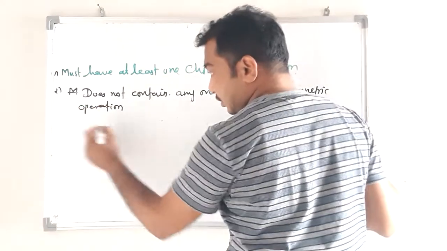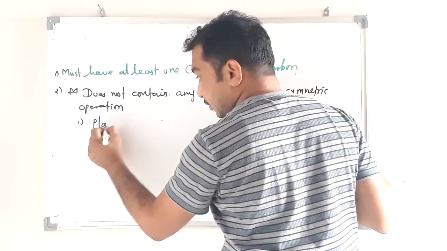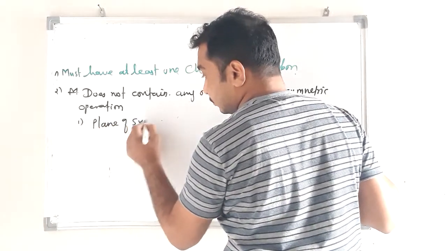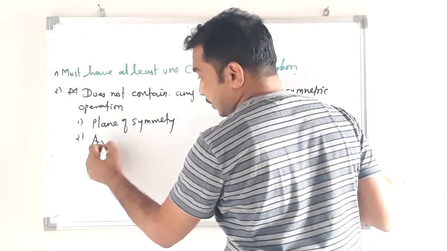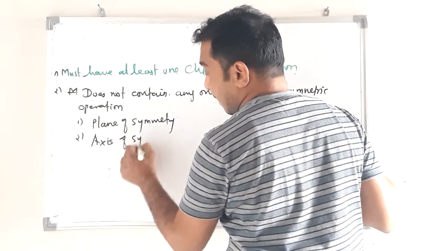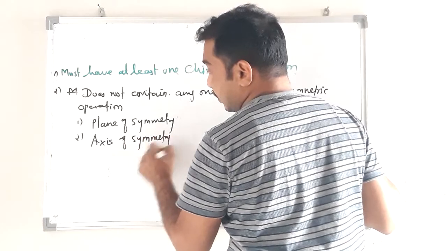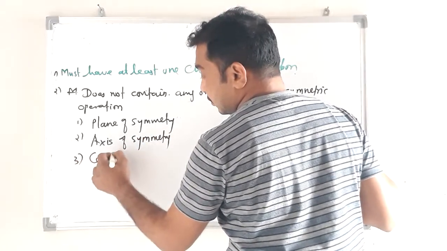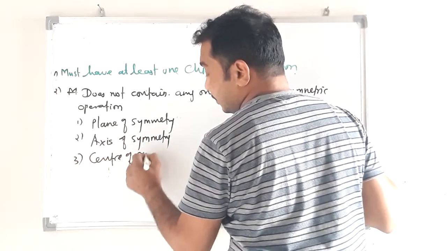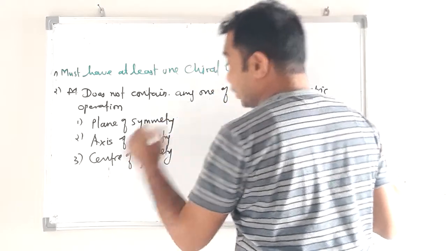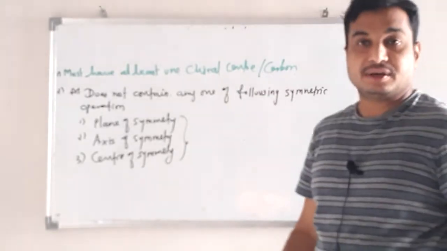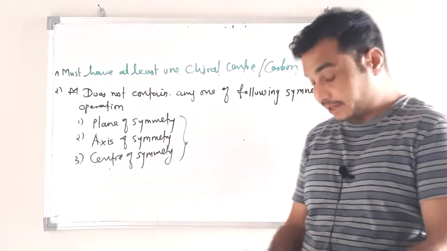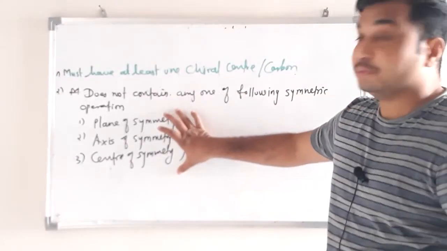Symmetric operations like plane of symmetry, axis of symmetry and center of symmetry. These three operations must be absent. The molecule does not contain these three symmetric operations.